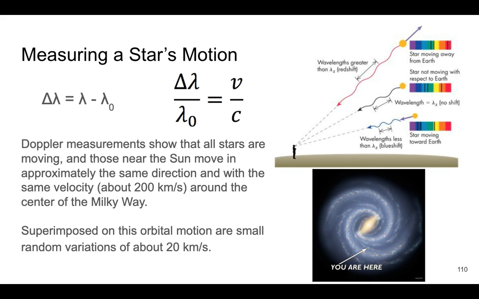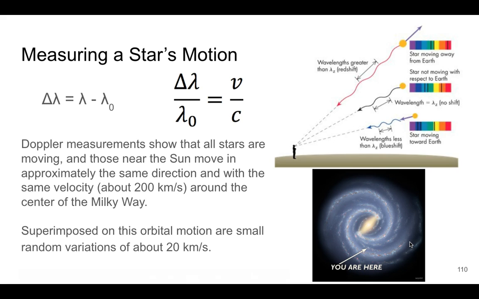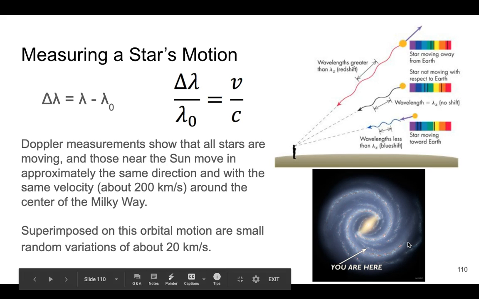When we take our Doppler measurements, it turns out that pretty much all the stars are moving, and those stars that are near the sun are moving in about the same direction as us, about 200 kilometers per second around the center of the Milky Way. This is an artist rendering. We don't have an actual picture of the Milky Way that looks like this because we're stuck in the middle of the Milky Way. You can't see the forest for the trees. It's that idea. So we're here.